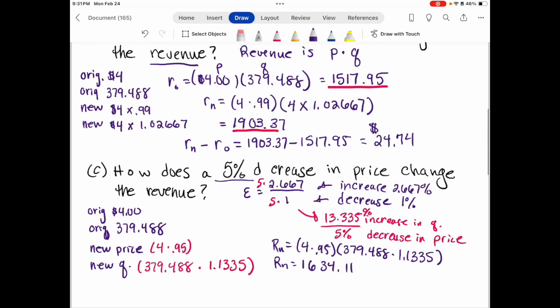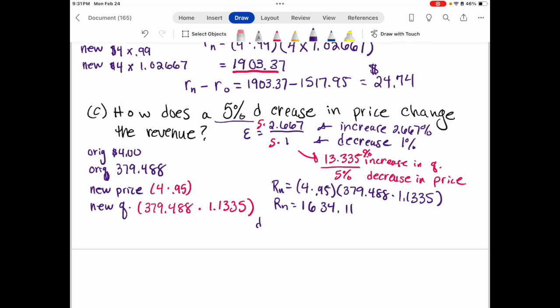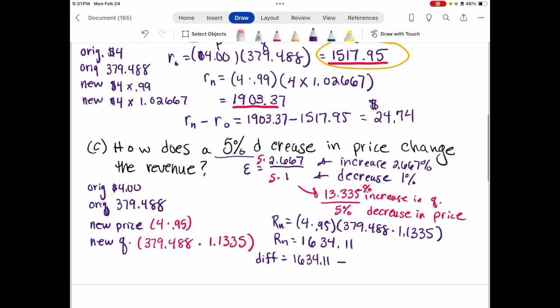Our original revenue, we already figured that out up here. That was 1,517.95. So to find the difference, I'm going to take the new revenue, which is 1,634.11, and subtract the old revenue, which was that 1,517.95. And when I do that, I get 116.16. So if we have a 5% decrease in price change, that's going to affect the revenue by going up by $116.16.